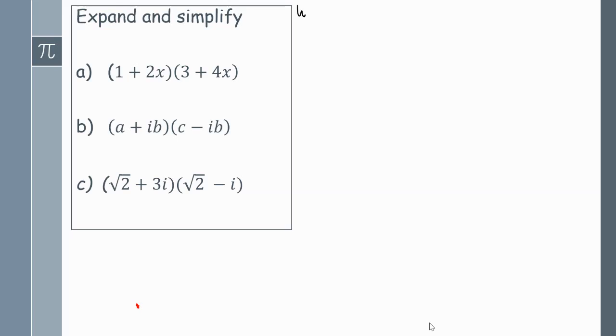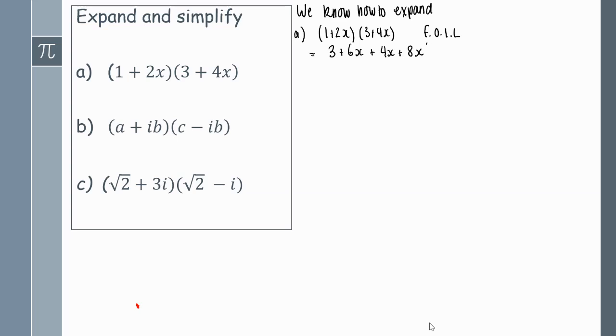Now we know how to multiply by a scalar. Let's see how you multiply two complex numbers together. Now we know usually how to expand something like 1 plus 2x times 3 plus 4x. You might use the FOIL method to do that. Multiply the first components, the outside components, the inside components, and the last components together. And we should get something like 3 plus 6x plus 4x plus 8x squared.